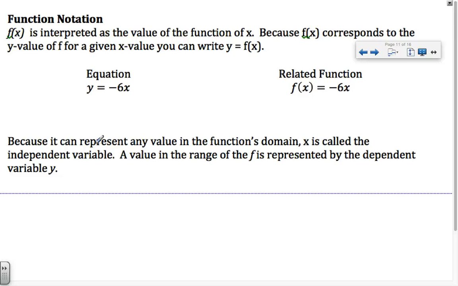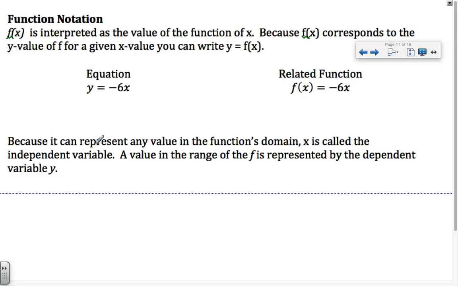Since we're dealing with functions, we also have something called function notation. It's interpreted as the value of the function of x. Because f of x, which is how we read it, corresponds to the y value of f for a given x value, you can write y equals f of x. So basically, if I give you an equation which is y equals negative 6x, you can relate it to a function that says f of x equals negative 6x. Because it can represent any value in the function's domain, x is called the independent variable. A value in the range of f is represented by the dependent variable y.